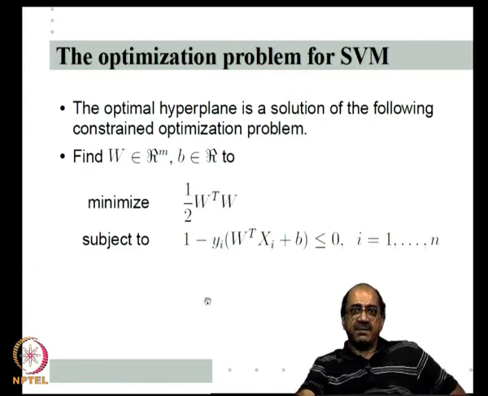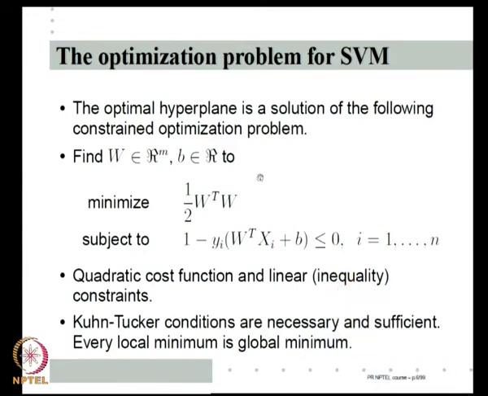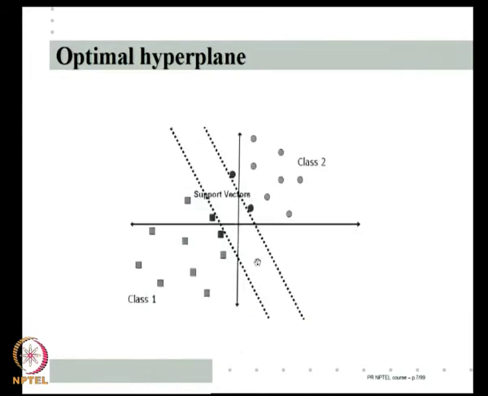So, the optimal hyperplane is a solution to this problem, and this is the cost function, which is convex quadratic, and all constraints are linear. So, this is the most efficient constrained optimization problem one can solve. Because this is convex and the constraints are linear, Kuhn-Tucker conditions are necessary and sufficient, and every local minimum is a global minimum. We have seen all the background of constrained optimization last class. So, let us quickly write down the Kuhn-Tucker conditions for this problem.